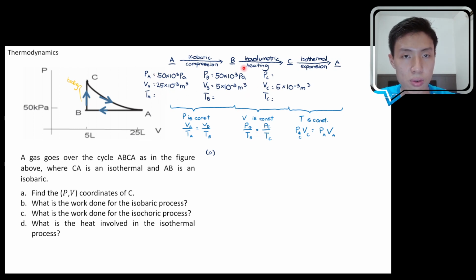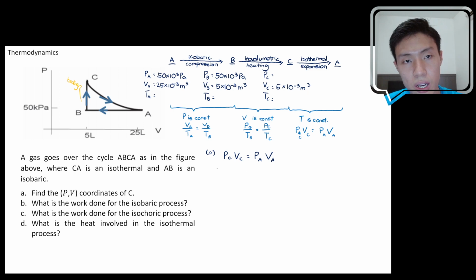If you use B and C, you can still find the answer, but you have to go find the temperature first. To find this temperature, you have to find that temperature first, then only you work this way out. But if you go from C to A, it's a direct relation using Boyle's law. So you can use PC VC equals PA VA.